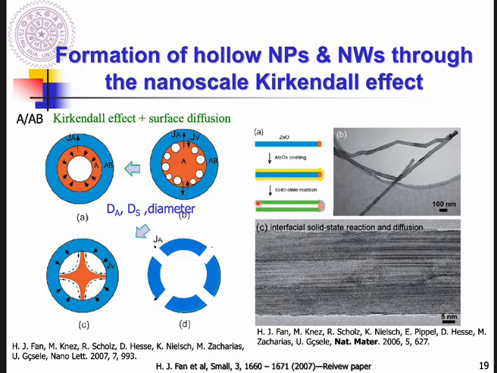Okay, and the other example would be that people also use the nanoscale Kirkendall effect to synthesize hollow nanowires. So how can they do this? They synthesize zinc oxide wires with a diameter of 10 to 30 nanometers and a length of up to 2 centimeters. And they coated a thin alumina layer, around 10 nanometers, on these zinc oxide nanowires by atomic layer deposition.